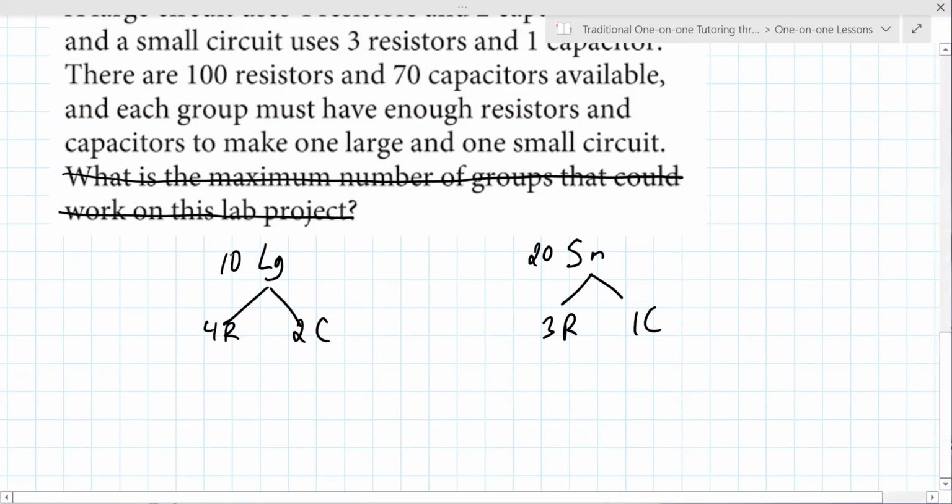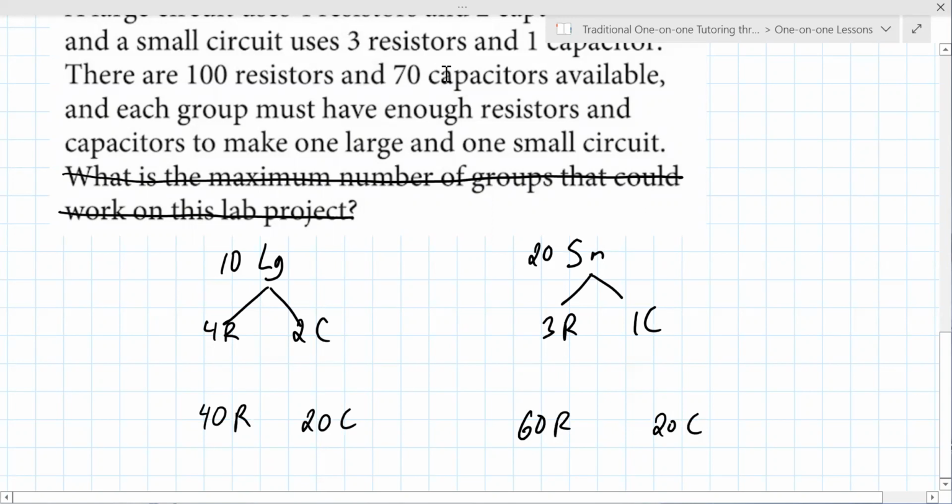Okay. So if you did 10 larges, how many resistors will you use for the 10 larges? 40. 40. And how many resistors from the smalls then will you use? 60. 60. Okay, but now let's check the capacitor side. 10 large would be 20 capacitors, and over here would be 20 capacitors. And you can see that on the resistor side, 40 and 60 are good, but it's 40, and you have 70 available.